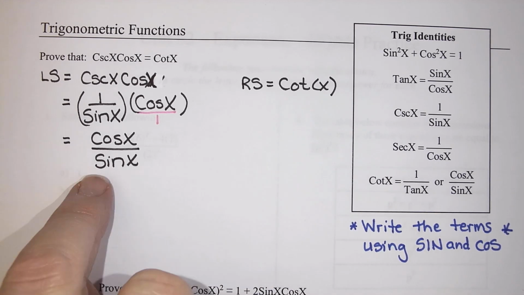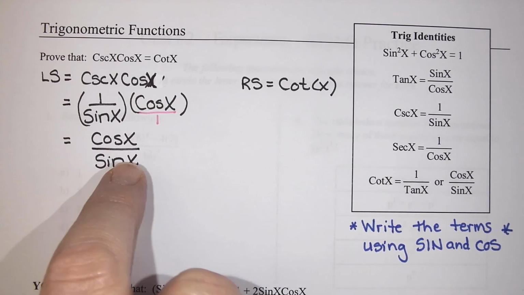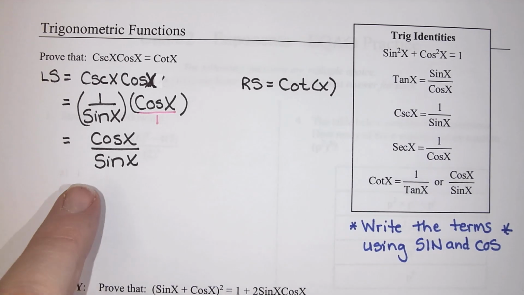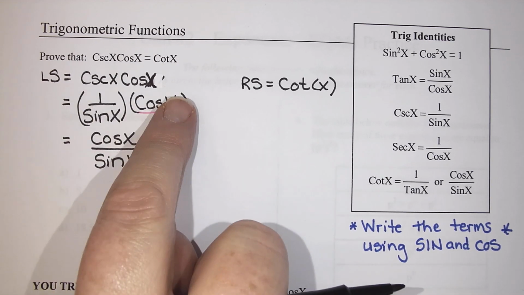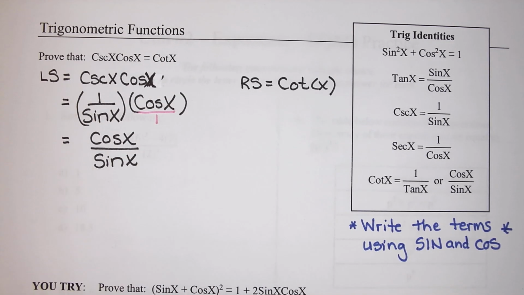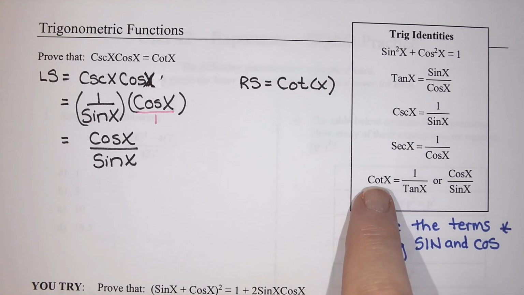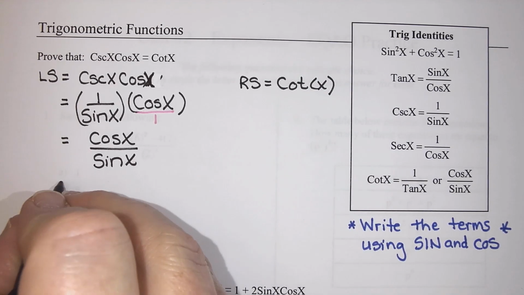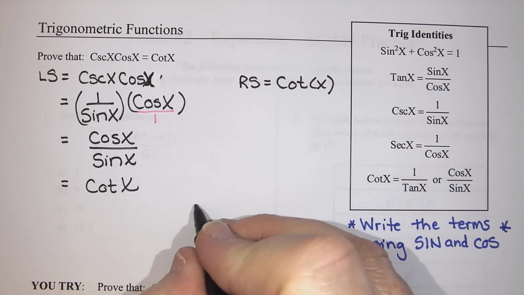Now, from here, once I've finished doing whatever operation I do, I have choices. I can go work on the other side, or I can try to stick to this side. Now, I would recommend, once you've written things in terms of sine and cos, used the fraction operations to follow it through, I would look to see, does this match an identity? Does it match the other side? Is there something we can do with it? Now, cos x over sine x, if I look over here, is the same thing as cotan x. So this equals cotan x, meaning my left side equals my right side.